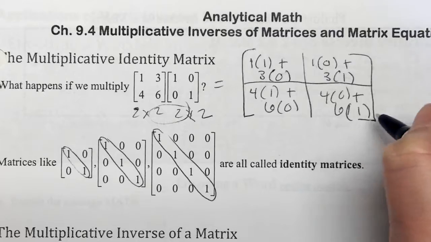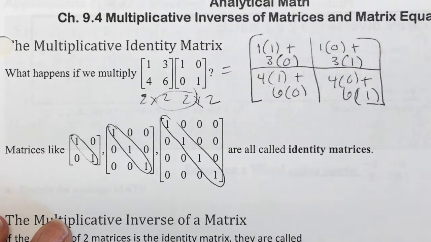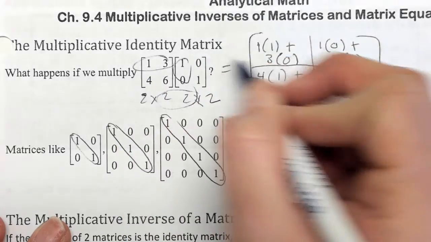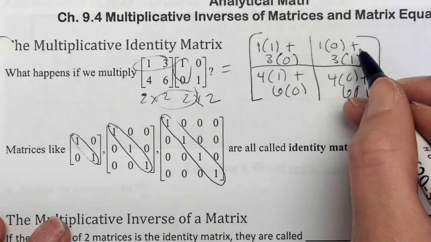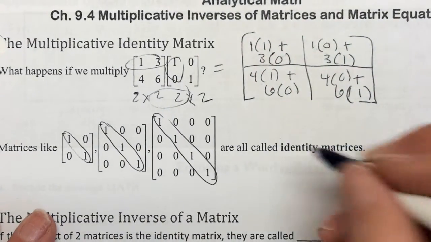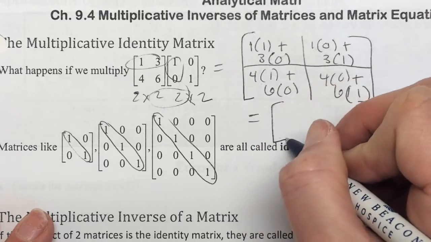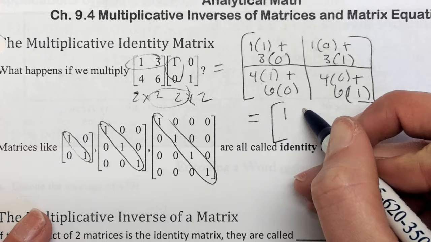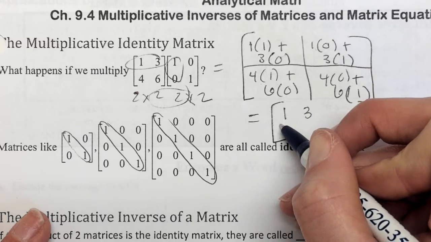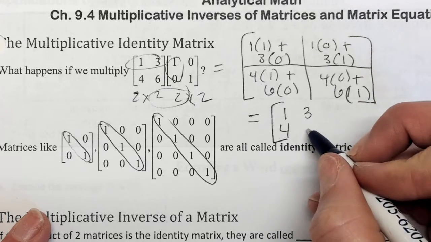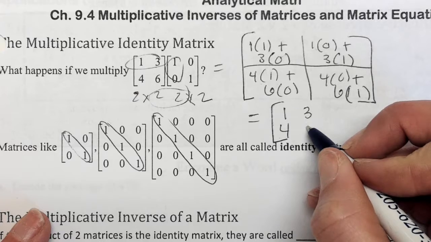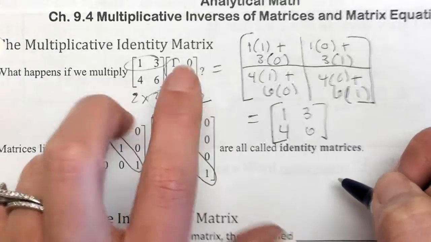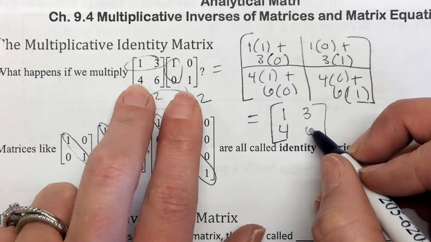Good. Is it row 1 and column 1? Yeah, first spot is row 1, column 1. Then it's row 1, column 2, and so forth. And now let's simplify. So Kelsey, what's my first spot going to be? 1. Katie? 3. Very good. Kaya? 4. And Ransom? 6. Good.